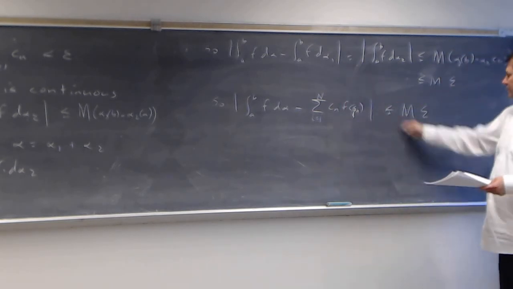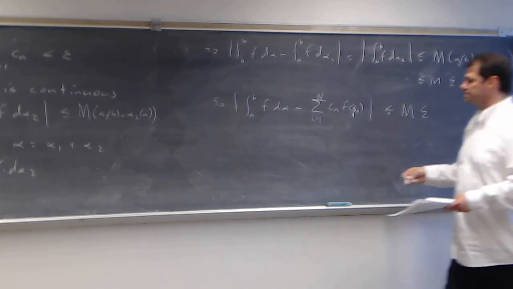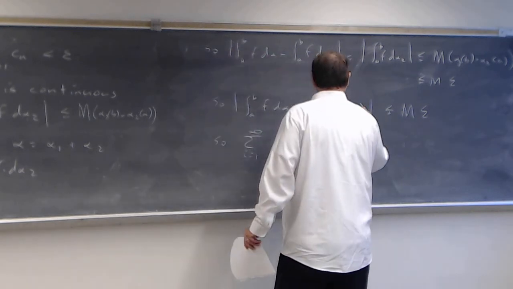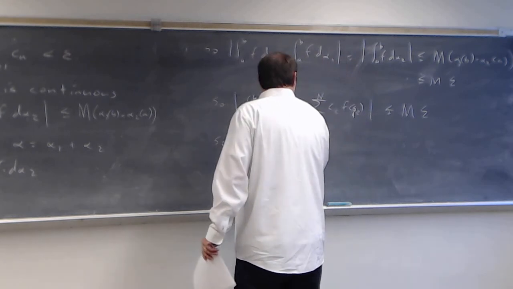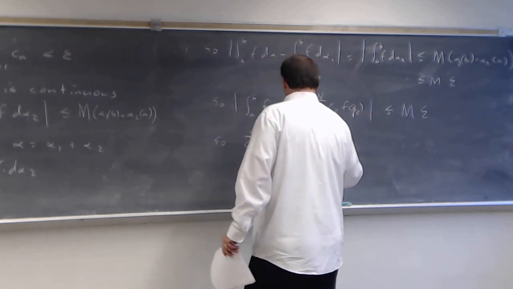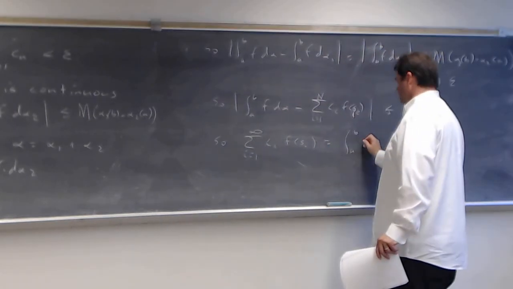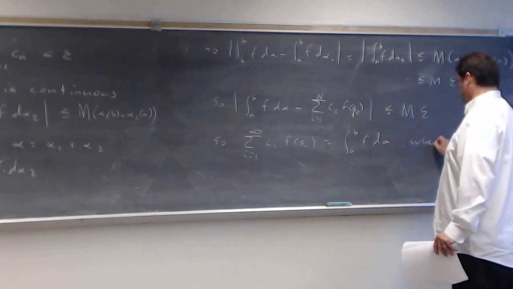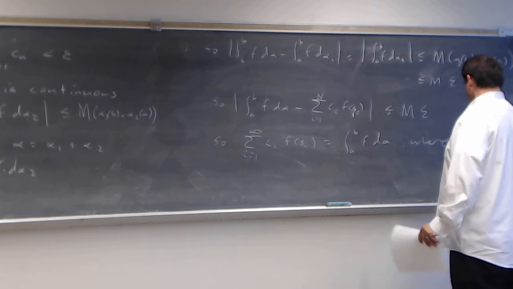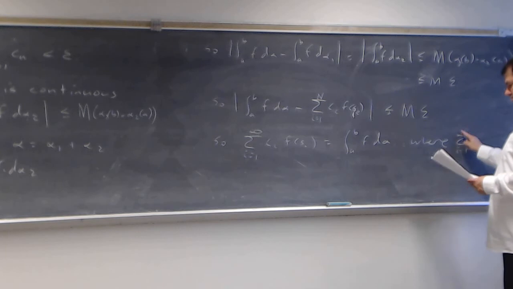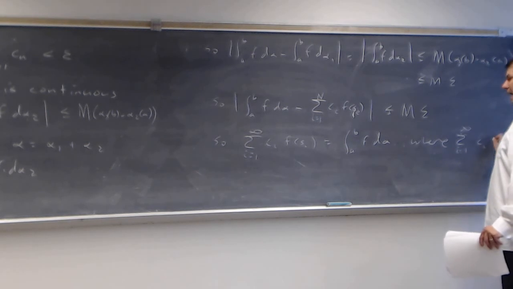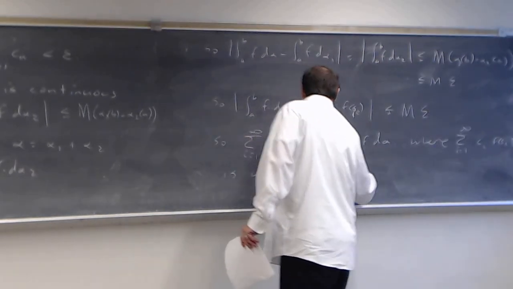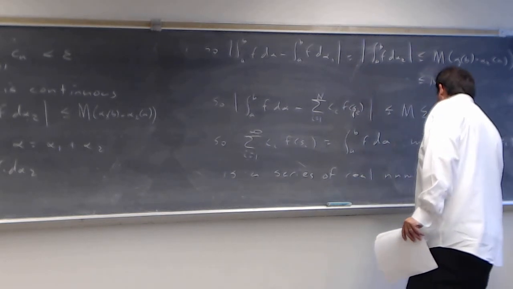And that's the exact definition, when you think of this like an epsilon, that gives us that the sum as i runs from 1 to infinity of c sub i f of s sub i converges to this integral right here. Where we think of the sum as i runs from 1 to n, or 1 to infinity, of the c sub i f of s sub i, as a series of real numbers. And that completes the proof.